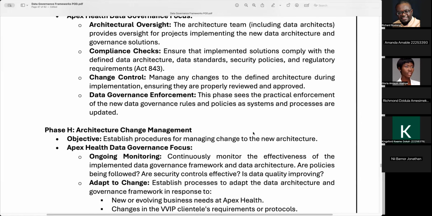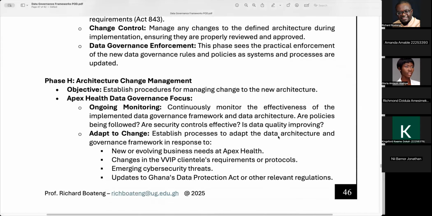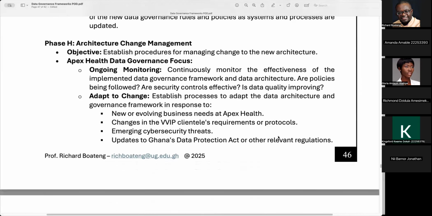And finally, Phase H architecture change management ensures the architecture stays relevant over time. Exactly. Data governance and the supporting enterprise architecture aren't static, one-time activities. This phase establishes processes for ongoing monitoring of the effectiveness of the implemented data governance framework and the supporting architecture. Are policies being followed? Are security controls working as intended? Is data quality improving?